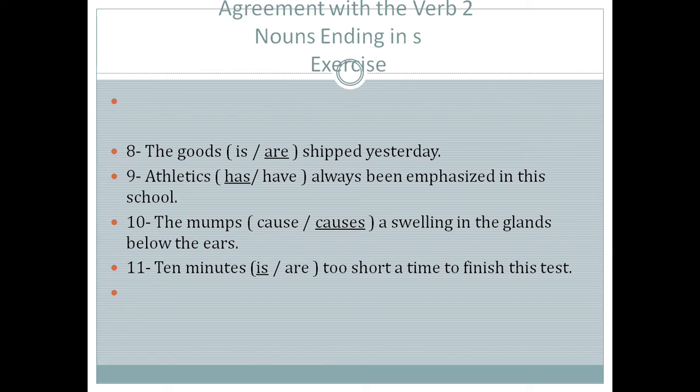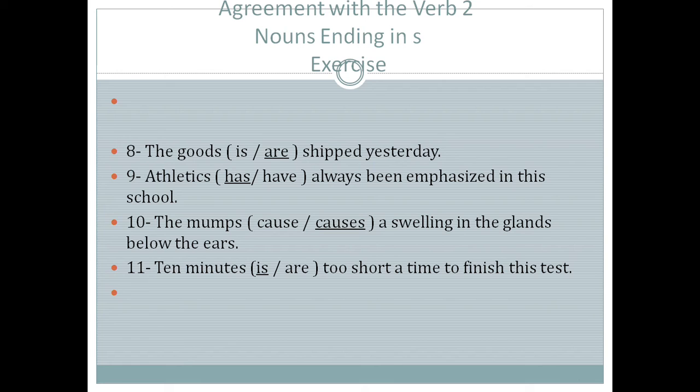Athletics, number 9: athletics has always been emphasized in this school. Athletics is a field, a subject in school. It takes a singular verb, has. Number 10, the mumps, it's a name of a disease. Names of diseases in this case take a singular verb. So the mumps causes a swelling in the glands below the ears.